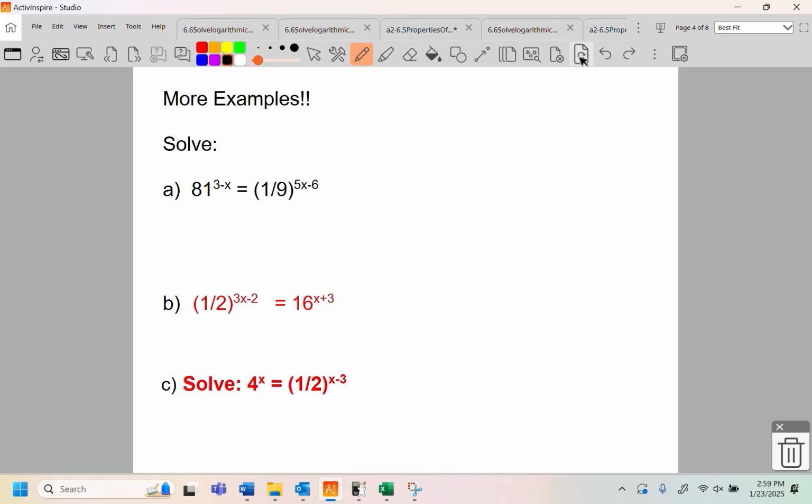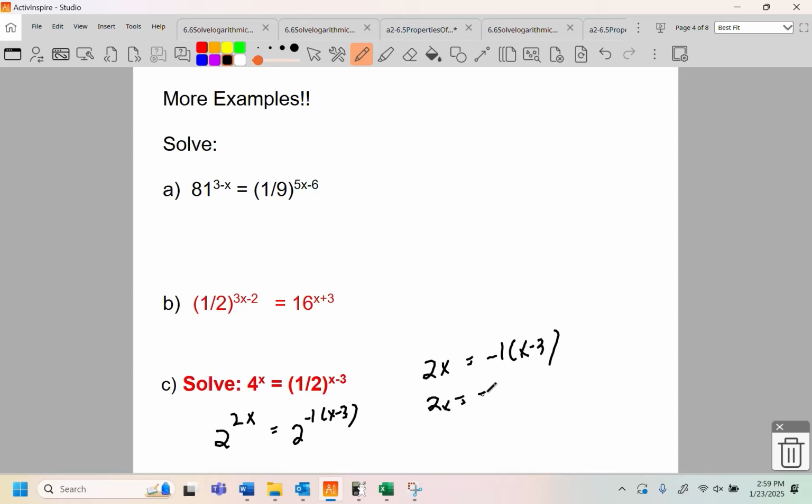Moving on to C. If I saw a 4, I would choose 2 to be my base. 2 to the 2 squared times the existing x. And if I see a half, I make it a -1 to the x minus 3. So if you thought you didn't like exponents before, you probably really don't like exponents now. Anyways, I know that 2x must equal -1 times x minus 3 because the bases are the same.